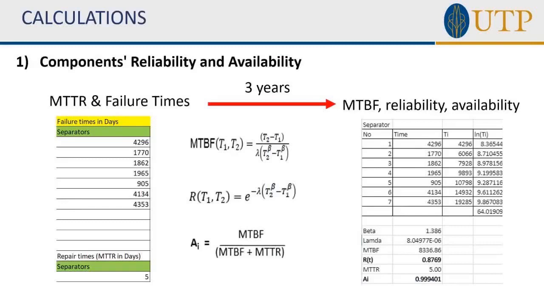For the calculations part, firstly we need to calculate the components' reliability and availability. The given data is mean time to repair and the failure times, which are to be calculated into mean time between failure, reliability and availability for each component. The period assumed is 3 years, which is 195 days. Firstly, we need to calculate the MTBF and the reliability for each component using the lambda and beta given. Next, we can calculate the availability, which is the mean time between failure over the total of mean time between failure plus mean time to repair. Since there are 16 components altogether, we have used Microsoft Excel to ease our calculations since they are very repetitive.